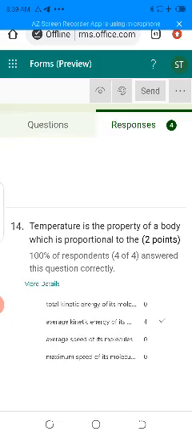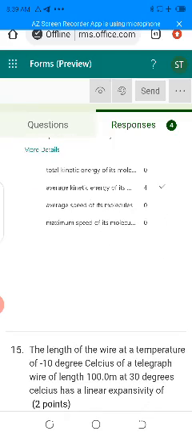Temperature is the property of a body which is always proportional to the average kinetic energy. That is the molecular definition. The molecular theory definition of temperature is the measure of the average kinetic energy of the molecules of a substance. So option B there is very, very correct.